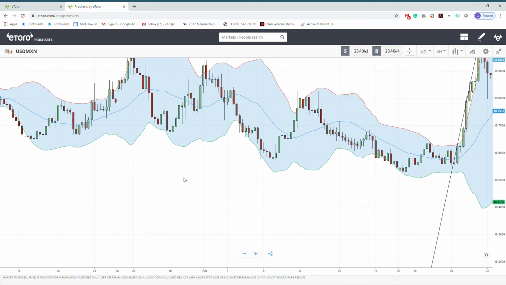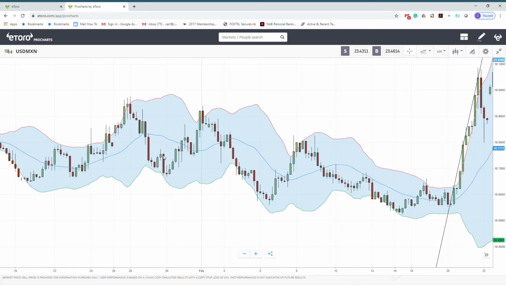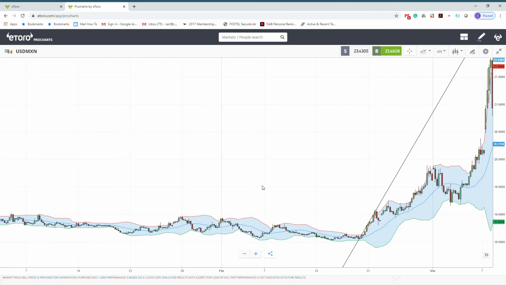You still sell here because the trend was down, so you sell here, put a stop loss above the previous high, it goes high, again down, then you follow this and you terminate the trade somewhere here.